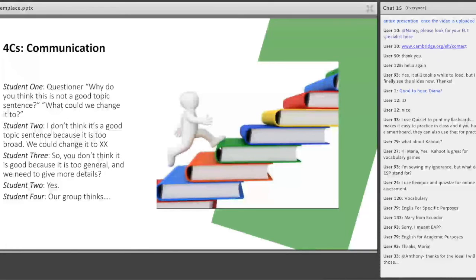So here's an example up here where student 1 is the questioner, and this might be in a writing class where they're looking at topic sentences. Why do you think this is not a good topic sentence? What could we change it to? Student 2 then is giving their opinion. Student 3, so you don't think it's good because... they are the restater. And student 2 would say yes, and student 4 would report to the group. So a lot is going on in that short little dialogue. Everybody has an important role, but we can see a lot of those 21st century skills built into that very, very short dialogue.